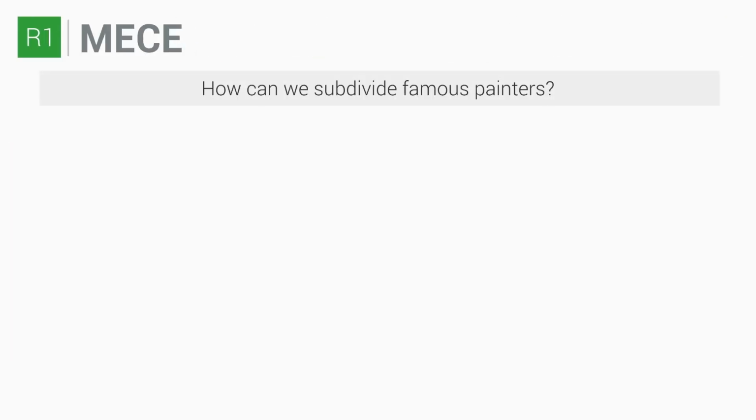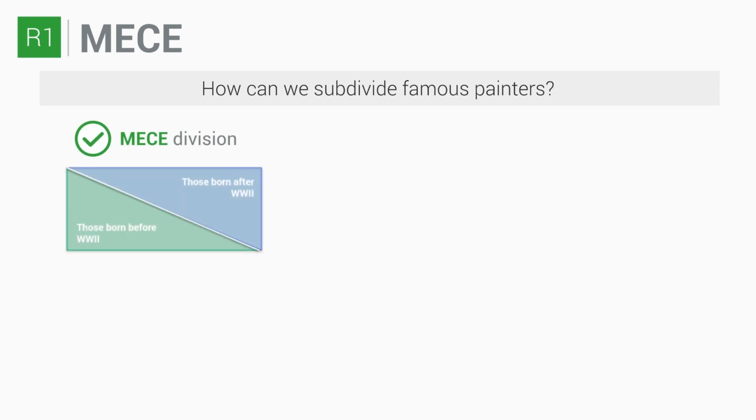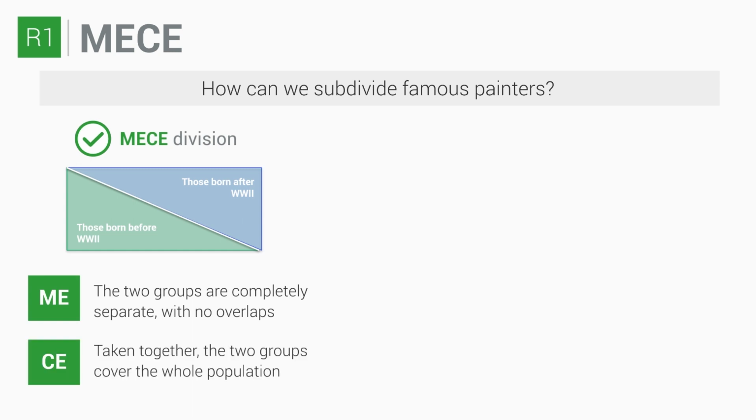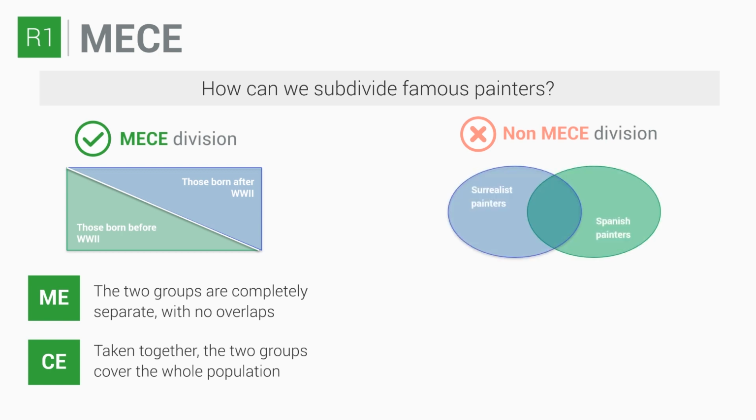Let's look at an example. How can we subdivide famous painters? A MECE division would be those born before World War II and those born after World War II. This division follows both the conditions. ME, the two groups are completely separate with no overlaps, and CE, when taken together, the two groups cover the whole population.